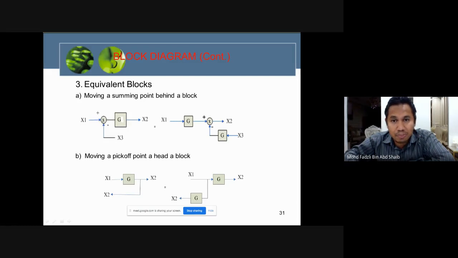This we call the summation point. When this summation point is brought to the front, okay.